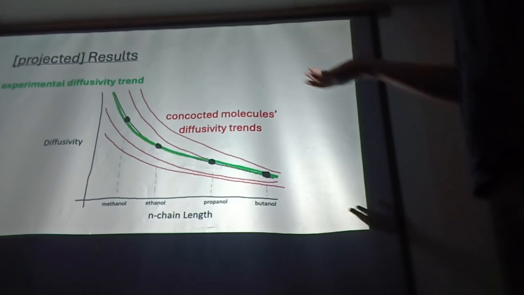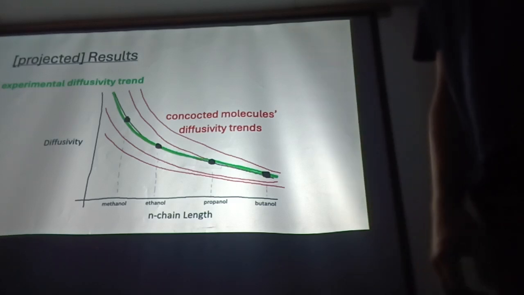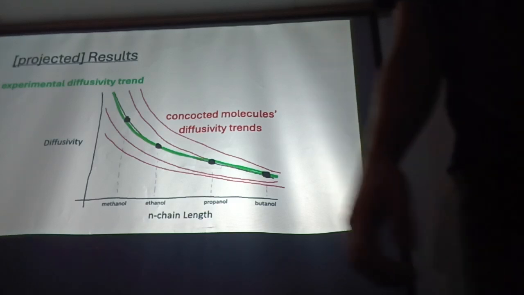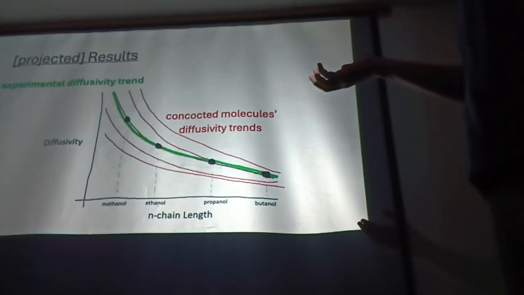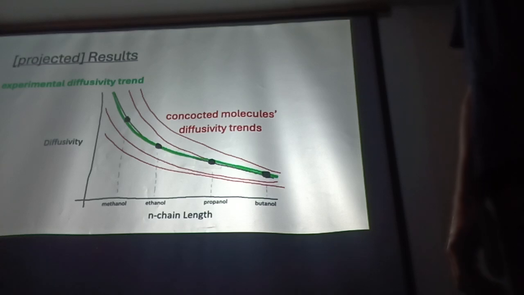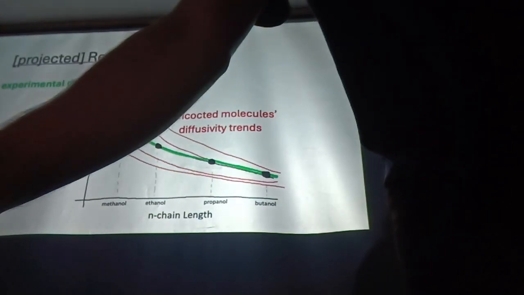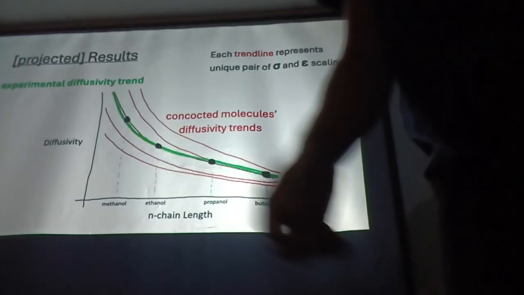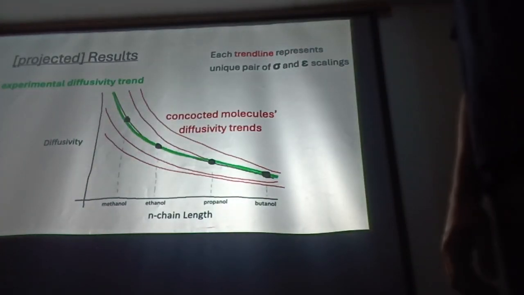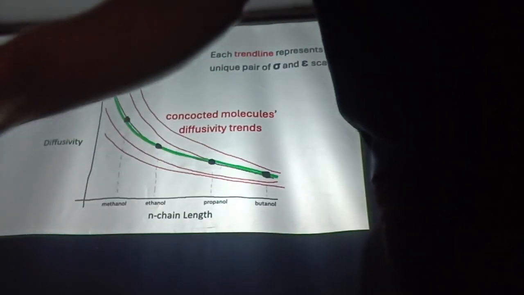And if we connect the same sigma and epsilon scaling across systems, then we can get these trends and observe how they vary in relation to the green experimental data trend. Right, so each trend line represents a specific sigma epsilon scaling, a unique one.